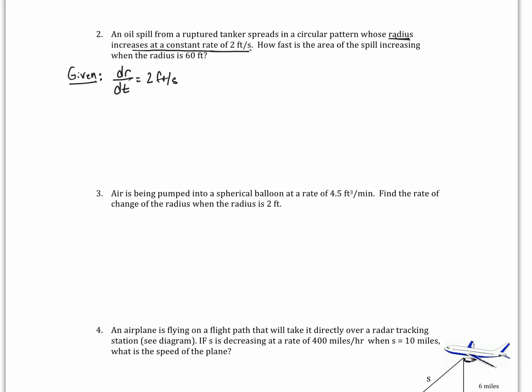Okay, then it says, how fast is the area of the spill increasing? The area increasing. That tells me I need to find a dA/dt. What's the rate that it's increasing, right? That's my dA/dt right there. But where do I need to find this? At r equals 60. So this is another one of my givens, r equals 60 feet. Okay, so let's see. What formula relates the area of a circle? Because it says circular pattern. What formula? That's going to be pi r squared.